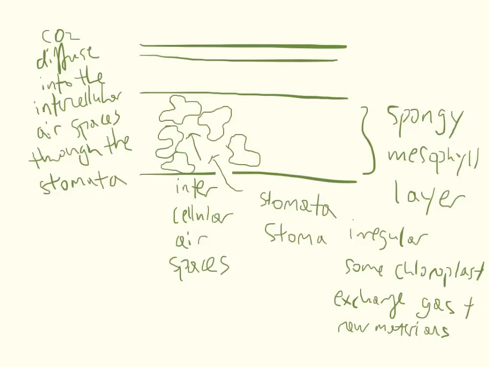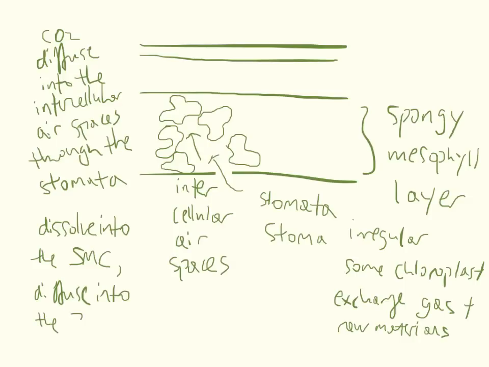Then after that, it will dissolve into the cells, into the spongy mesophyll cell, SMC, and then diffuse into the palisade mesophyll cell, PMC. So imagine the carbon dioxide will come in, diffuse into the cells, then from the cells diffuse into the palisade layer like that.